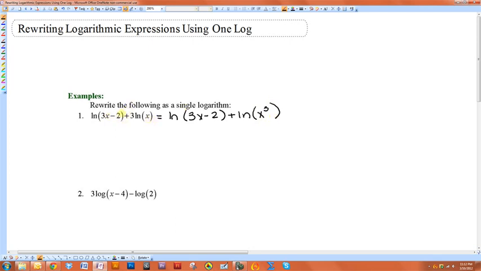Now the next rule says that if you have two natural logs being added together, then you can just multiply the two things inside of them together under one natural log. So this will be the natural log of 3x minus 2 times x to the third. And if you wanted to simplify it, it would be 3x to the fourth minus 2x to the third.